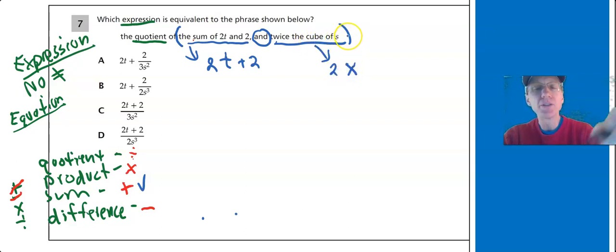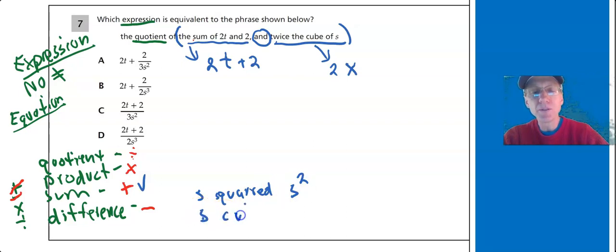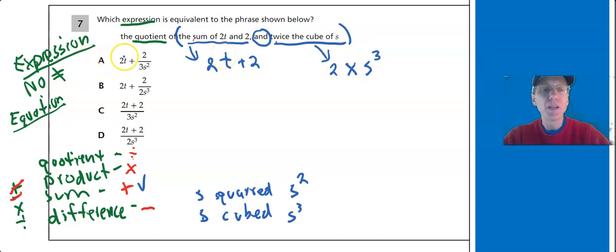Cube of s just means instead of the square of s, you have the cube of s. So if you have s squared, that's s to the power of 2. That's all that means. S cubed just means s to the power of 3. So twice the cube of s is 2 times s to the power of 3. Okay? So we have these two things. We're going to divide them.